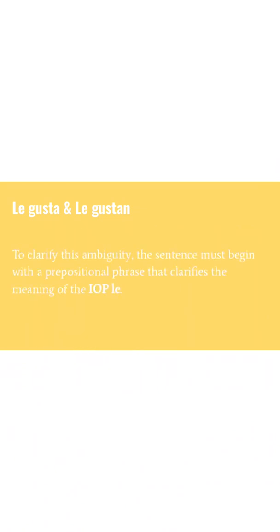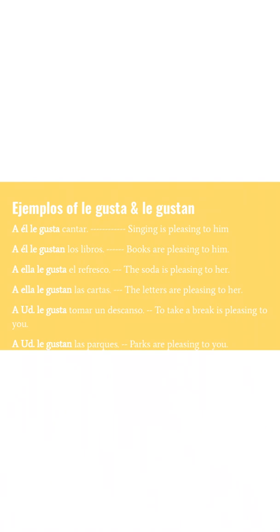Here we go. So to clarify this ambiguity, the ability to not be able to discern the differences between the sentences, the sentence must begin with a prepositional phrase. This is our new best friend, guys. This is what's going to clarify the meaning of the IOP le. All right, so make sure you make an extra big note around that. We're going to revisit prepositional phrases a lot. Thankfully, it's a super easy concept though. Here we go. So check it out.